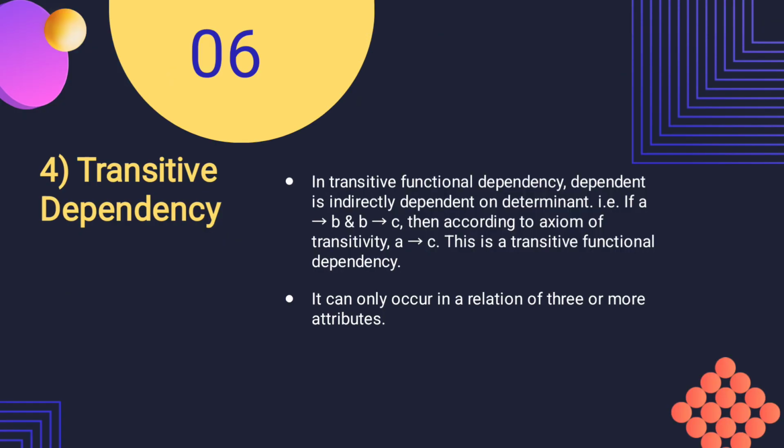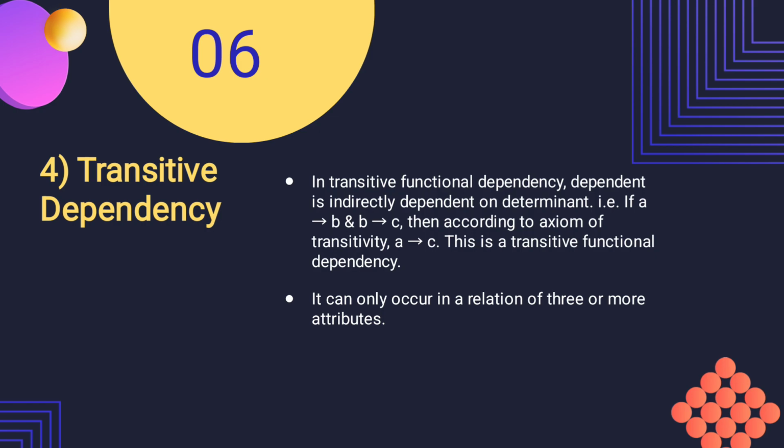Fourth, transitive functional dependency. Here we have one functional dependency, A determines B, and another functional dependency, B determines C. Then with the help of A, we can determine C by the rule of transitivity. This is a transitive functional dependency.